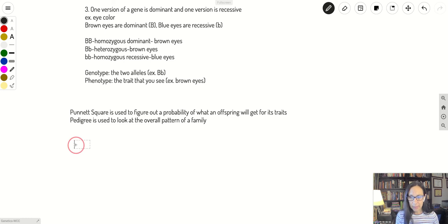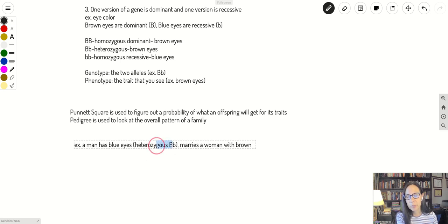Let's say that we have a man who has blue eyes. I'm going to say that he is heterozygous. So that means he's big B, little b. Marries a woman with brown eyes. I'm sorry, if he has blue eyes, he's homozygous recessive. I messed up right there. Homozygous recessive, so little b, little b is the man's genotype. He marries a woman with brown eyes, and she is heterozygous, which is big B, little b.